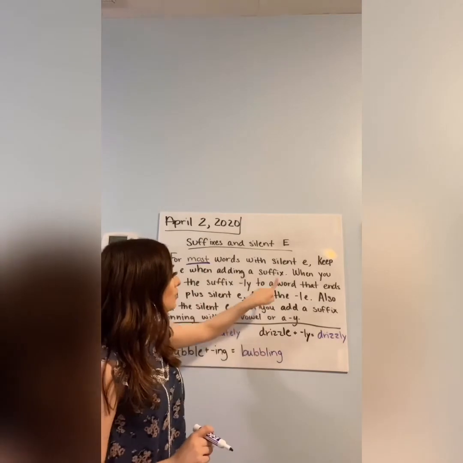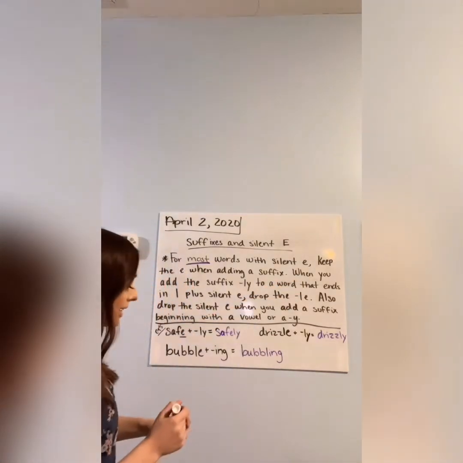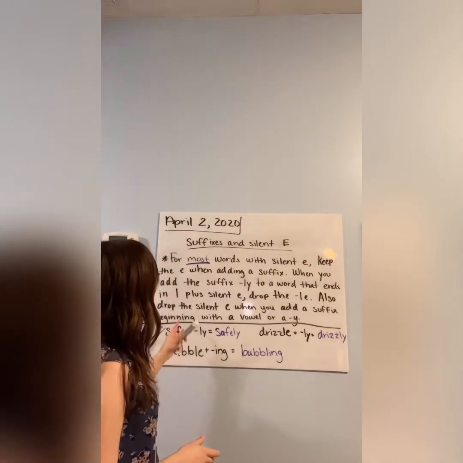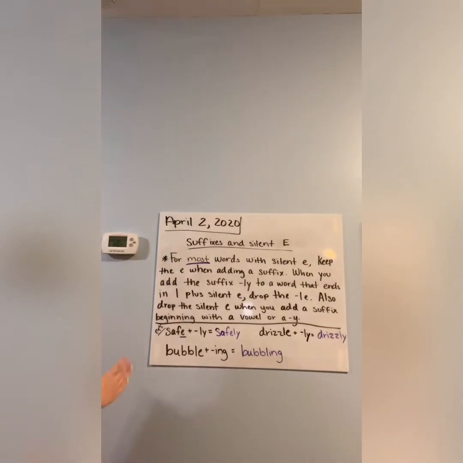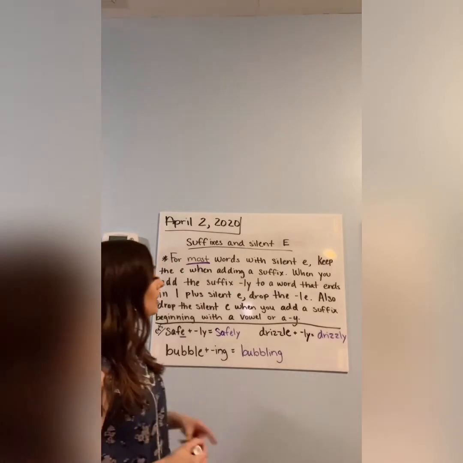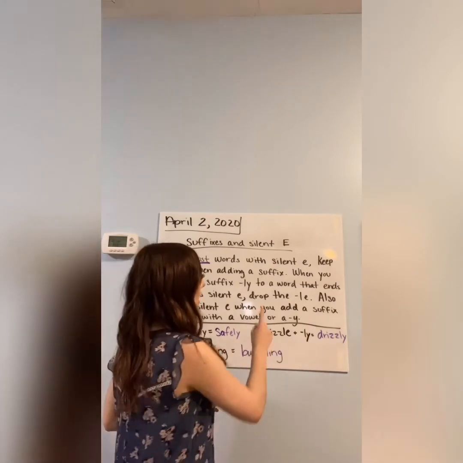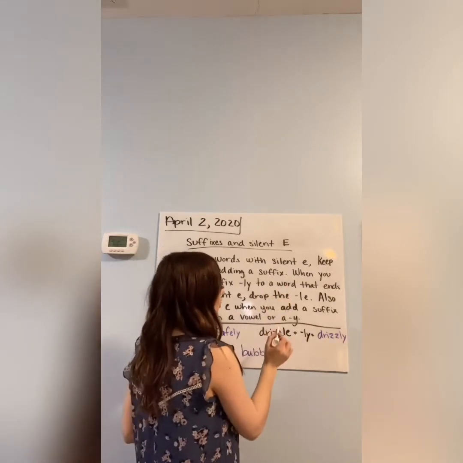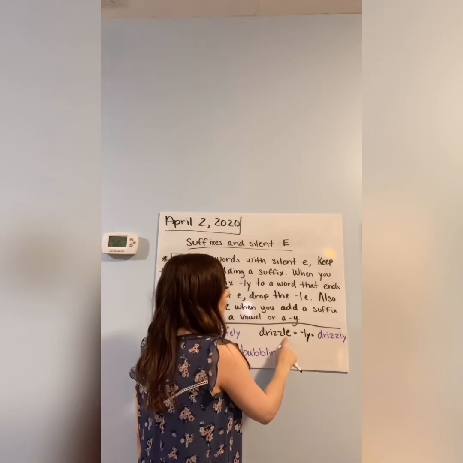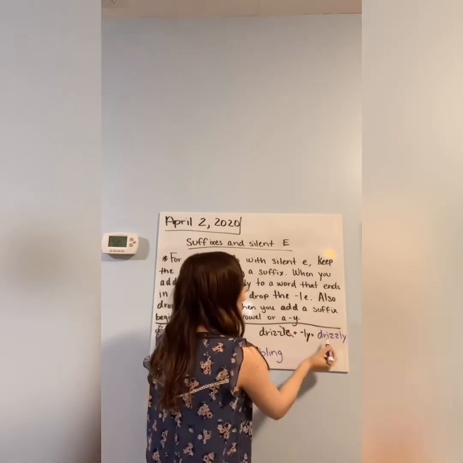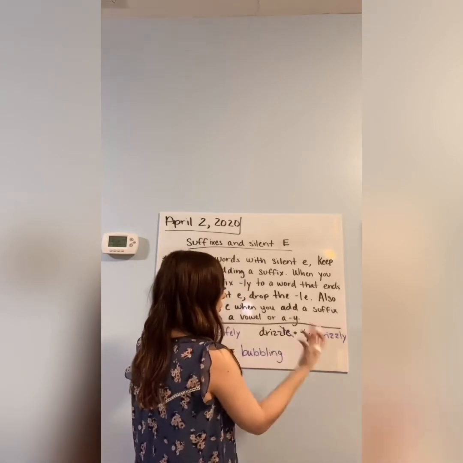So let's move up to sentence number 2. It says, when you add the suffix ly to a word that ends in L plus silent E, drop the LE. Okay, I'm going to pause this again right there. So I want us to come down to the word drizzle. This is our second example. So up here, it's telling us whenever we have a word that ends with L followed by a silent E, we would drop the L and the E and then add our suffix to the word.